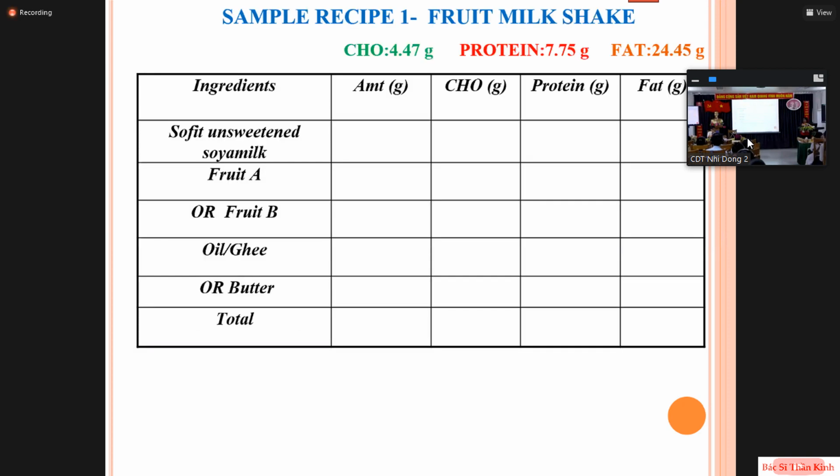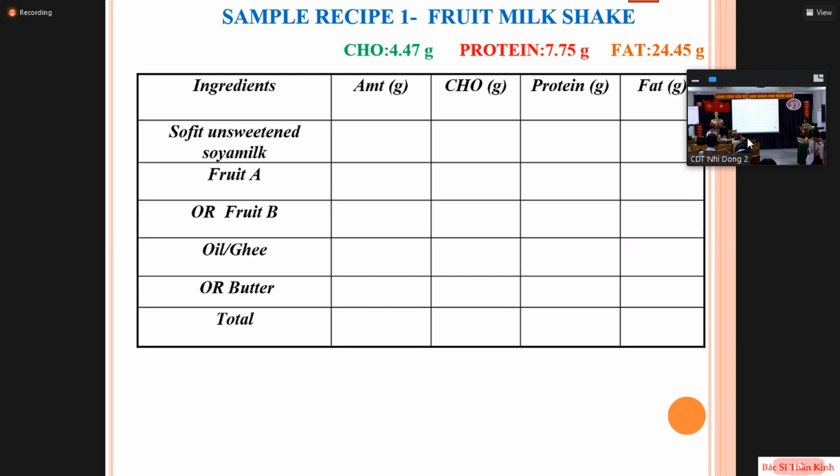So now we proceed with the recipe calculation. The one that you see here is fruit milkshake. Pretty easy to do. You have 1 protein source, 1 carbohydrate source, and 1 fat source. So we are using Sofit unsweetened soya milk. This is a brand of soya milk which is commonly available in India. And we use the unsweetened version because we need to use a sugar-free version in keto diet.